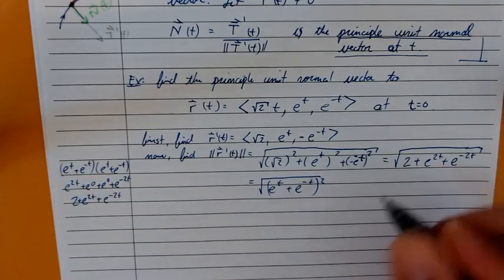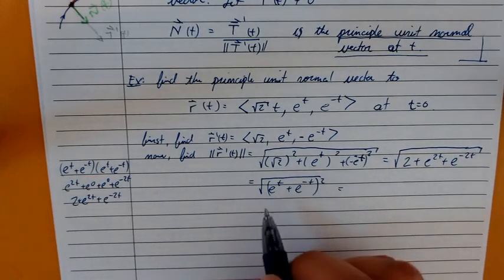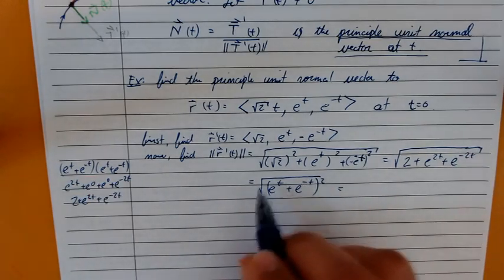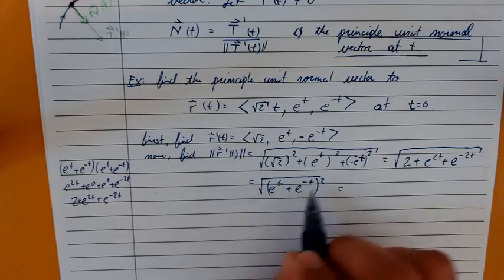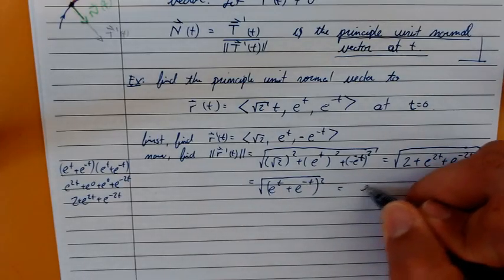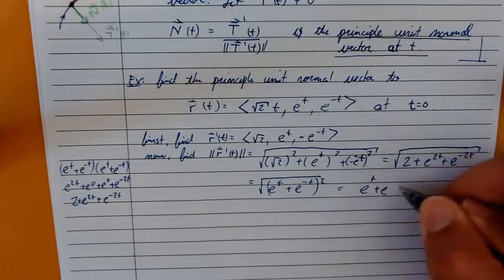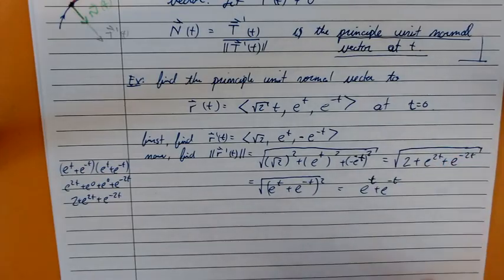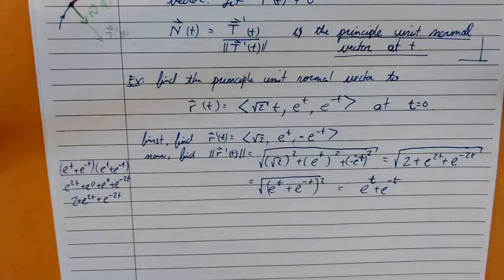Oh, but now with the square and the square root, I don't have to worry about branches of anything. I don't have to worry about pluses or minuses because this is always positive. E to the t is always positive, and so is e to the minus t. So here this is just going to give me e to the t plus e to the minus t. Will things always simplify that nicely? No, of course not.